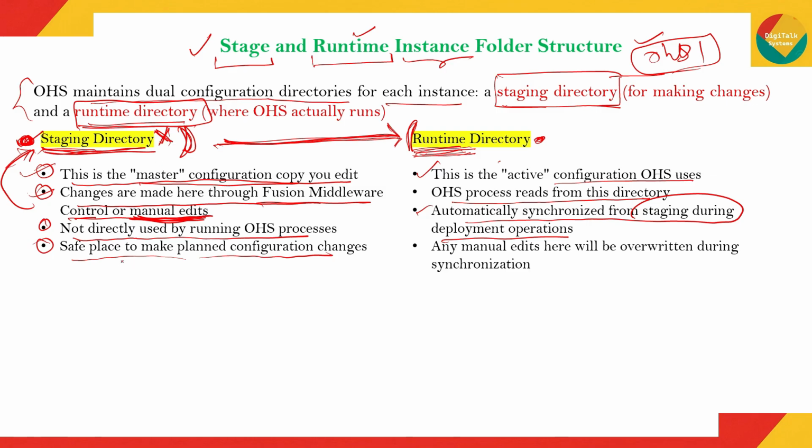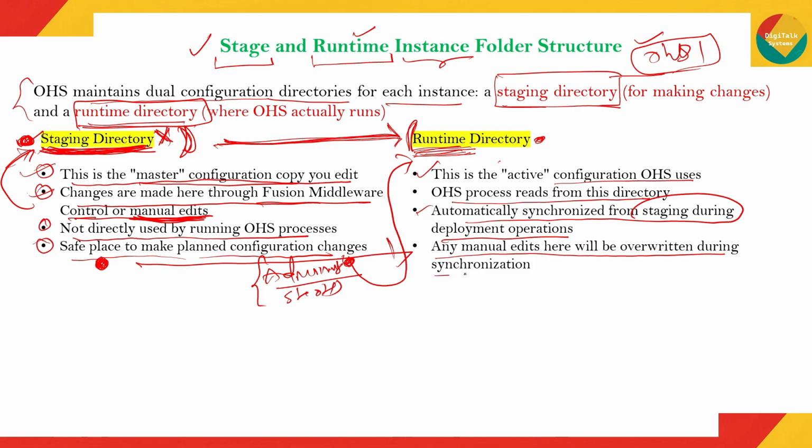So as I said, we always do the configuration here in the staging directory. Even if your OHS is running, if you modify this file in the staging directory, it will not impact anything. And when we start our services, for example, when we start our admin server in the co-located mode or in the standalone mode, when we start the OHS services, the changes from here will be reflected in the runtime instance directly. So any manual edit in the runtime directory will be overwritten during synchronization. So we do not do any manual configurations in the instance runtime directory.